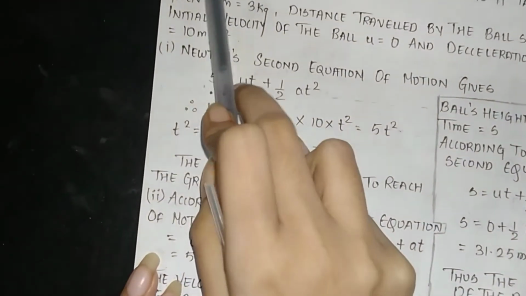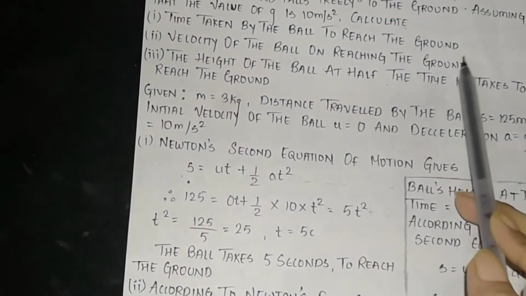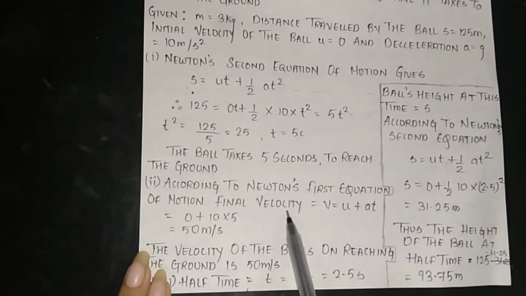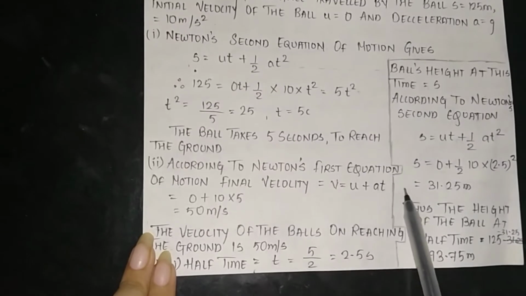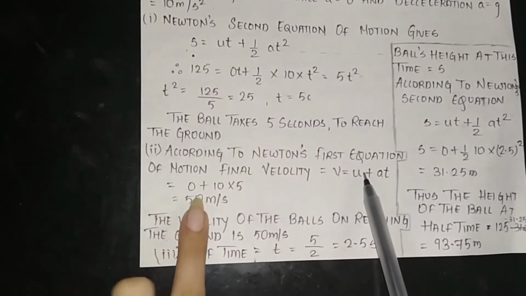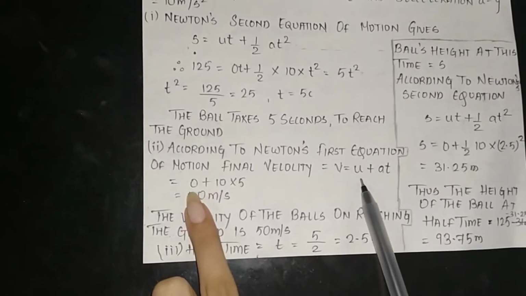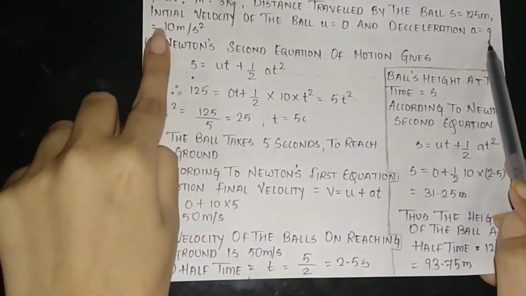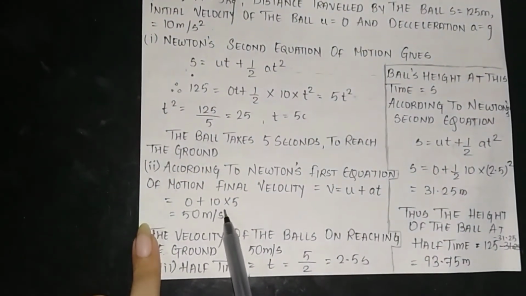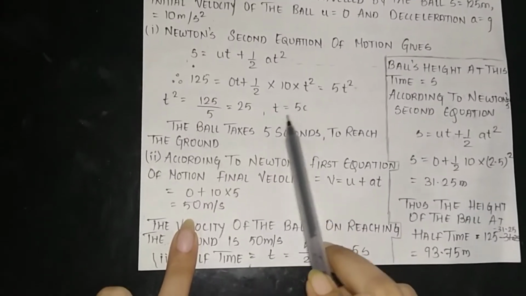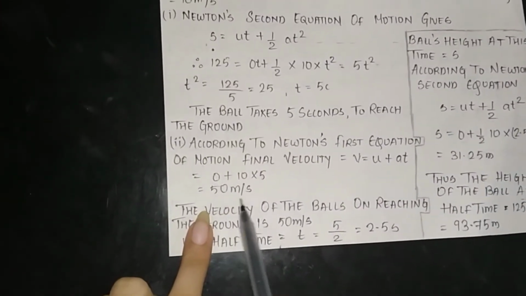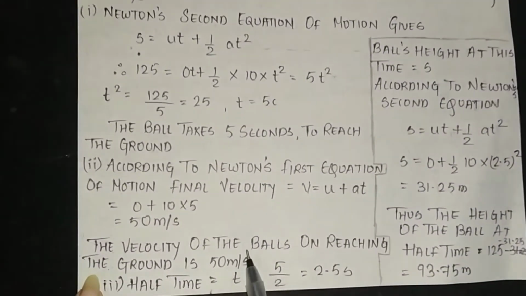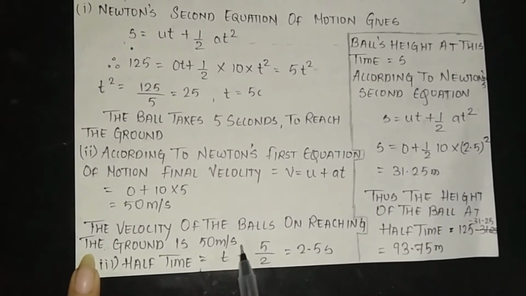Now we are going to calculate the velocity of the ball on reaching the ground. According to the equation of motion, final velocity v is equal to u plus at. As we know the formula, we can conclude it easily. u is equal to 0 as we written over here, plus a is equal to 10 meter per second square, into t, the value of t we have calculated now, 5 seconds. Therefore, by calculating the value, we get 50 meter per second. The velocity of the ball on reaching the ground is 50 meter per second.